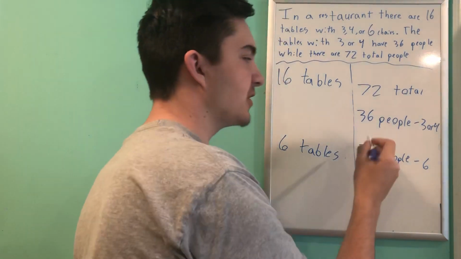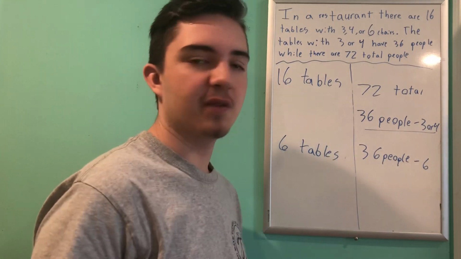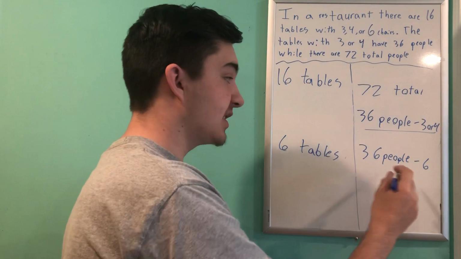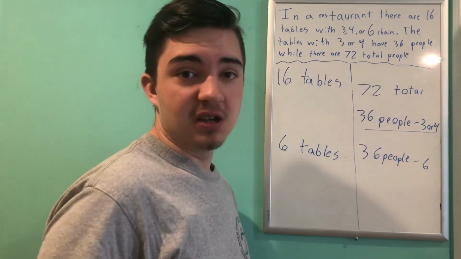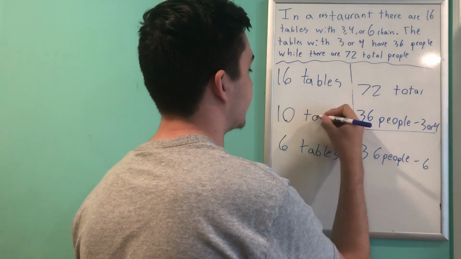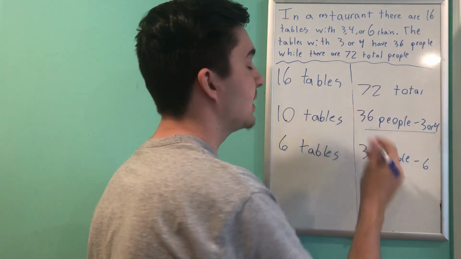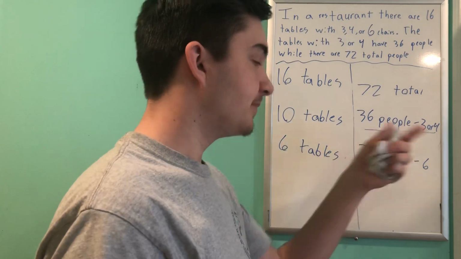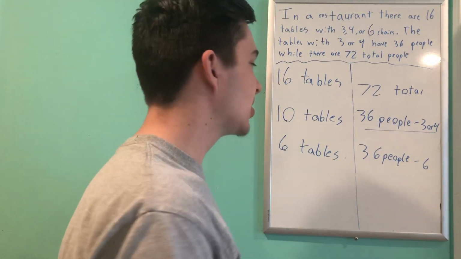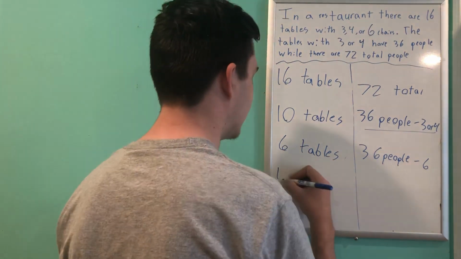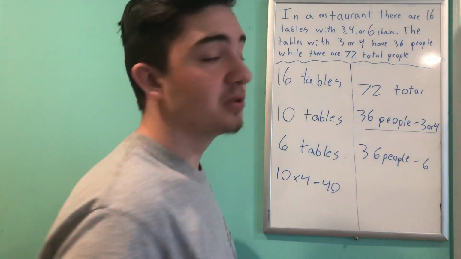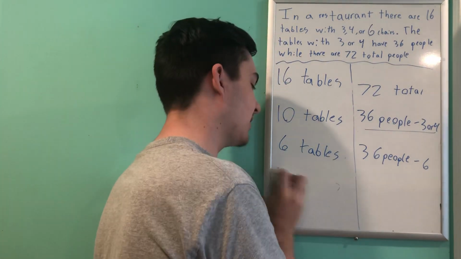So now we want to find the total amount of tables for the 36 people in 3 or 4. Well, if we know there's 16 total, and there's 6 on this, everything else has to be for this. So 16 minus 6 is 10 tables. Now, let's try this out, right? Because we want 3 or 4. We want to see how we can get 36 using 3 or 4. So let's say there's 10 tables of 4 for now. That's equal to 40 people. That is too much. That is over 36, so that doesn't work.